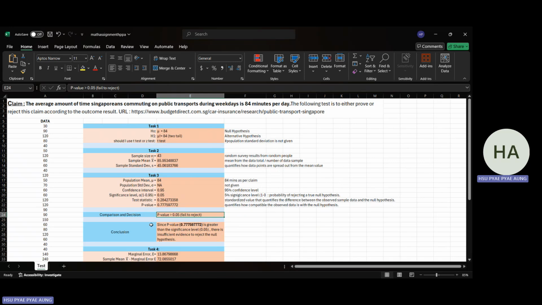For the conclusion, since the p-value is greater than the significance level, which means we don't have sufficient evidence to reject, so we fail to reject the null hypothesis.